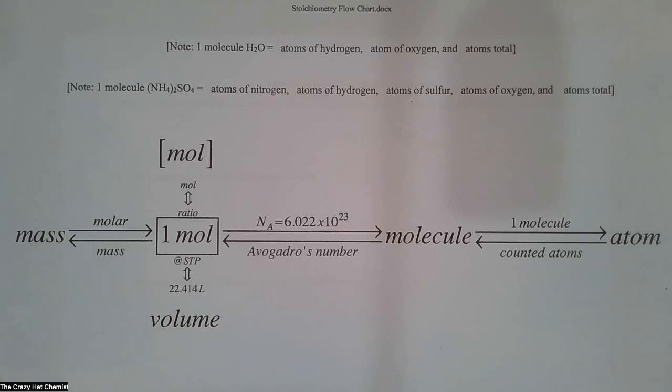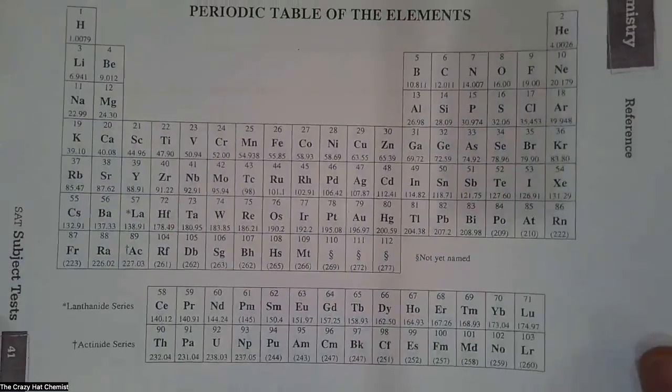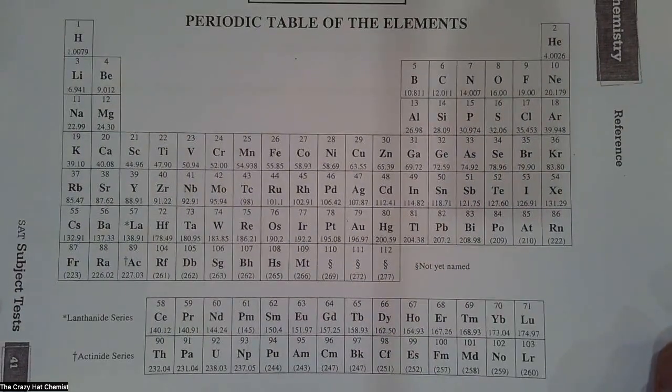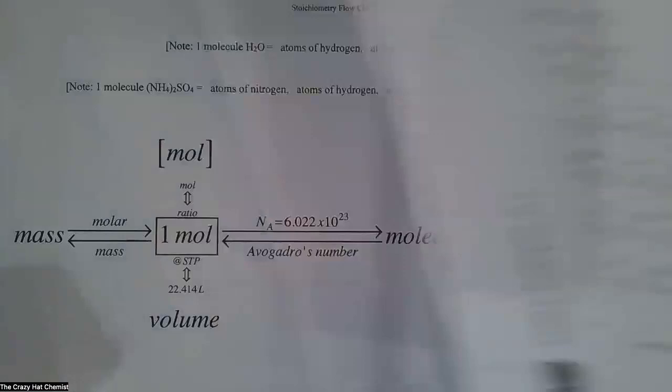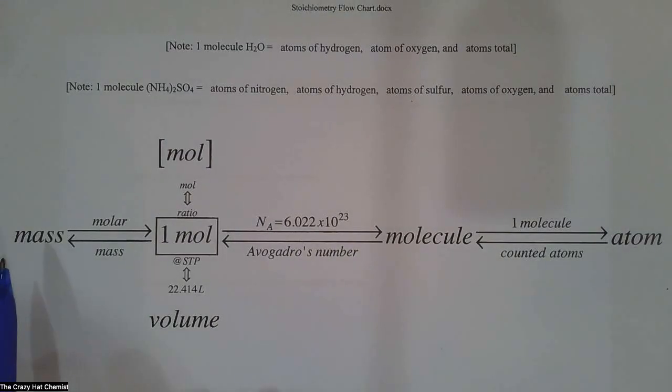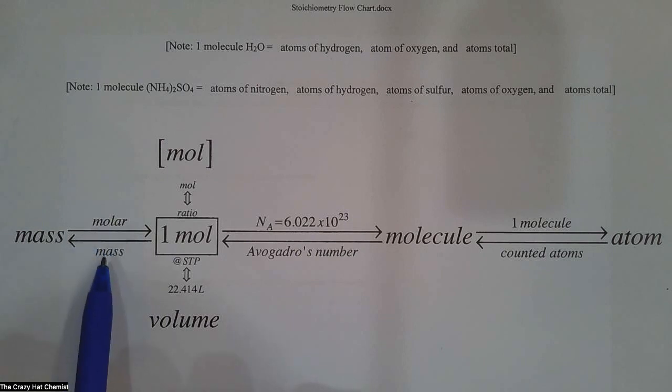And today we're going to be using the periodic table just like this one right here. So it's very specific. So make sure that you use this periodic table. Otherwise, your molar masses and rounding and significant figures will be incorrect. So it's the SAT subject test, old periodic table. So going from mass to moles, you're going to have to use this conversion of molar mass. That will equal 1 mole.